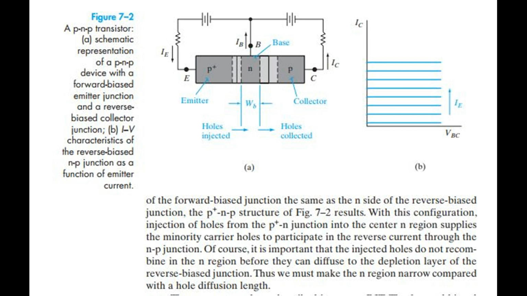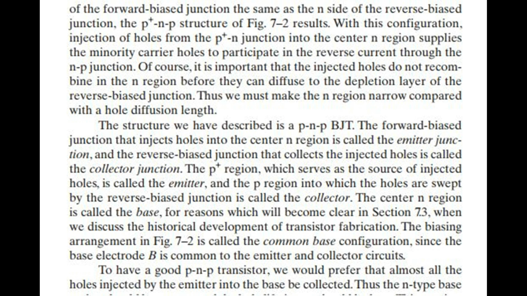The structure we have described is a PNP-BJT. The forward-biased junction that injects holes into the center N region is called the emitter junction, and the reverse-biased junction that collects the injected holes is called the collector junction. The P+ region, which serves as the source of injected holes, is called the emitter, and the P region into which the holes are swept by the reverse-biased junction is called the collector.